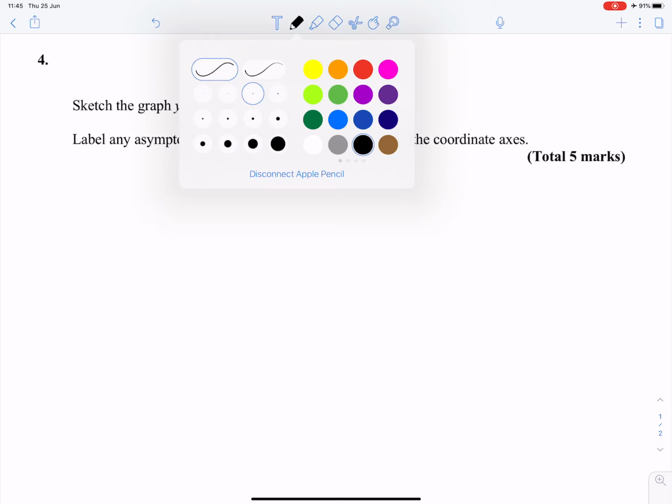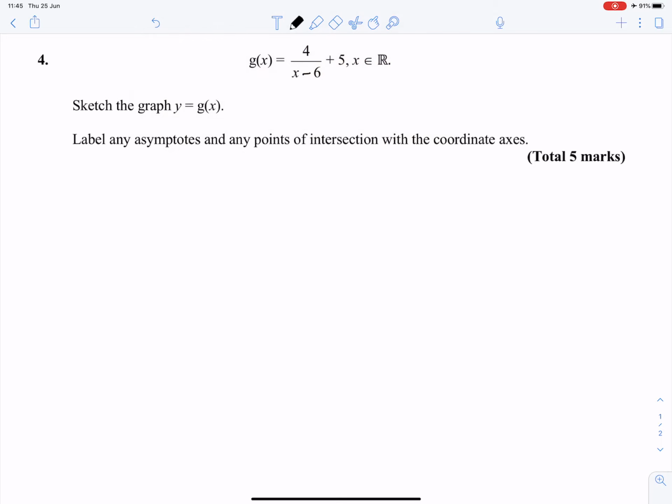So, we need to build this up and think how we do that. We start with an x because they're the input values. And the first thing that happens to it is we get to x minus 6. So the graph of y equals x minus 6, we should know is going to look like that. And there's the minus 6.